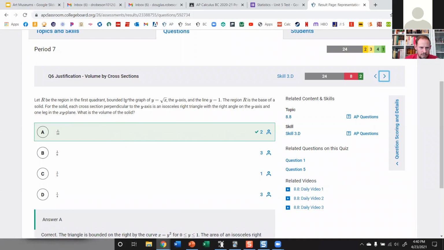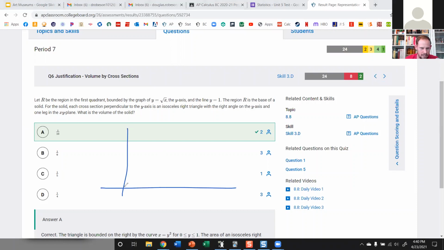Let region R be the region in the first quadrant bounded by the square root of x, the y-axis, the line y equals 1, and the region R is the base of a solid. Each cross-section perpendicular to the y-axis is an isosceles right triangle with the right angle on the y-axis and one leg in the xy plane. What is the volume? This is kind of weird.